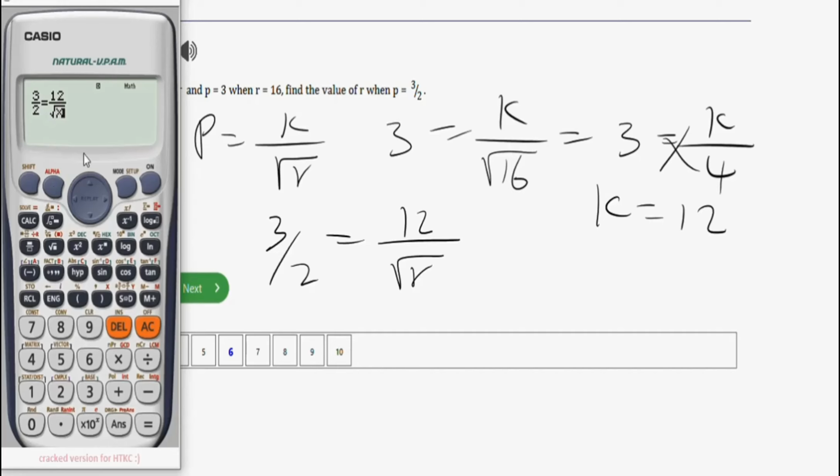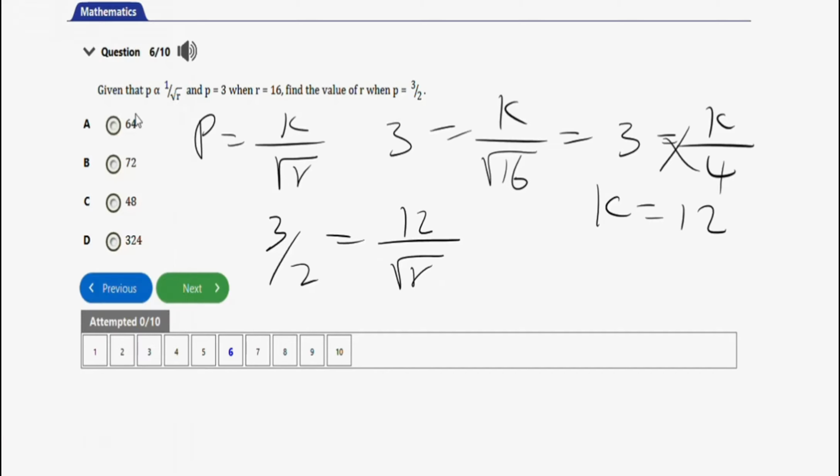Let's now solve this. Press shift calc, assign x to be 0, press equal to. So we have our r to be what? 64. R was replaced with x on the calculator. So the correct option is option A. That's it for this question. Let's wipe this now and solve the next repeated question.